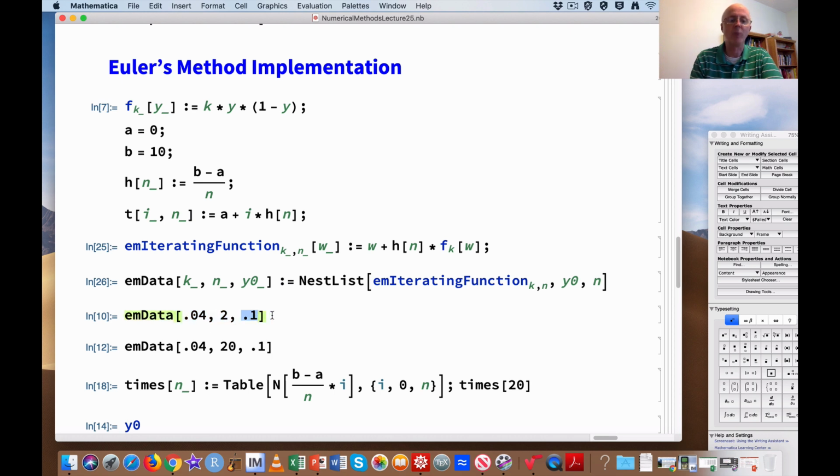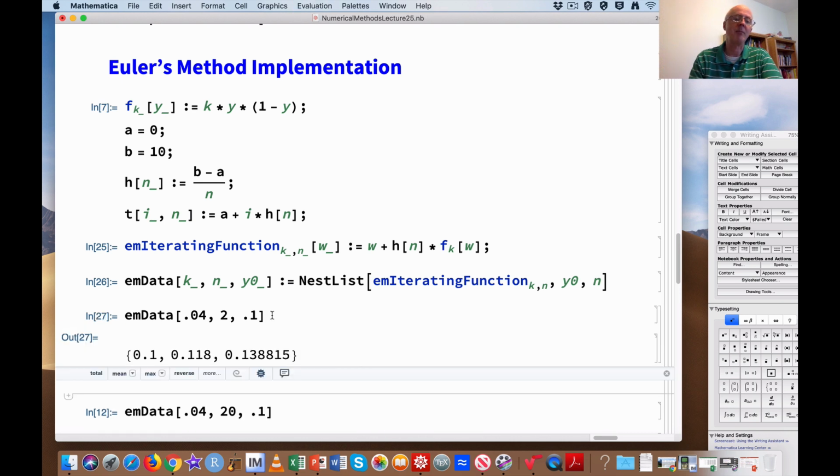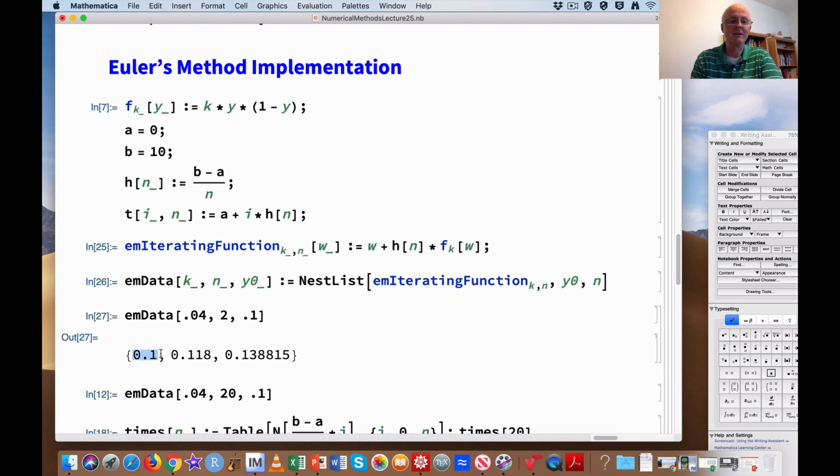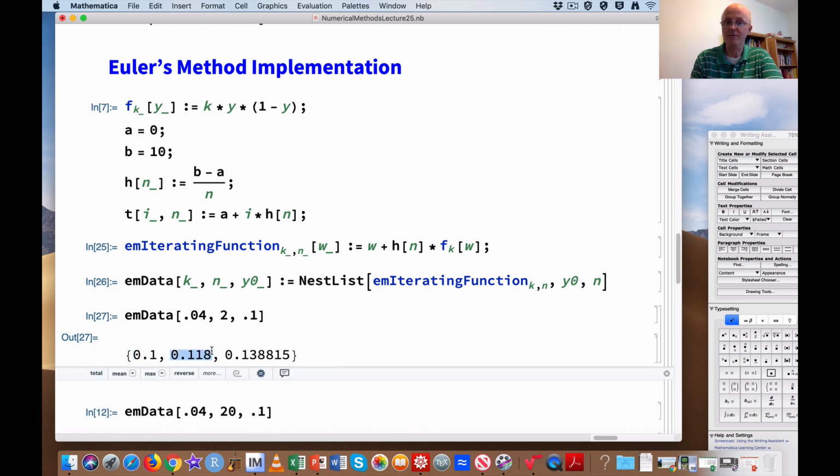of 0.1 to get my approximation to the phi function first at 0, which is exactly right. Then at t equals 5, 0.118 was the value of W1 in that case. Then at t equals 10, this is W2 in the case where n is 2 and h is 5.